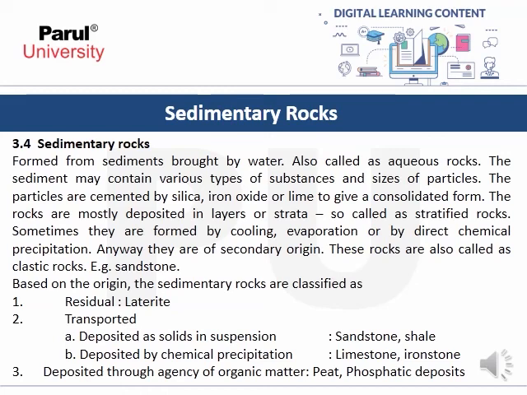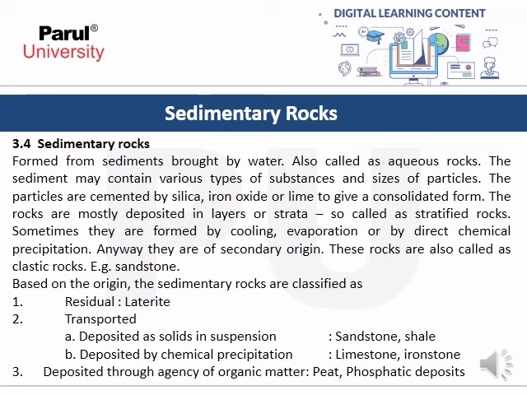Sedimentary rock is formed from sediment brought by water, so it is also called aqueous rock. The sediment may contain various types of substances and sizes of particles. The particles are cemented by silica, iron oxide or lime to give a consolidated form. The rocks are mostly deposited in layers or strata, so they are called stratified rocks. Sometimes they are formed by cooling, evaporation or direct chemical precipitation. Anyway, they are of secondary origin. These rocks are also called clastic rocks.